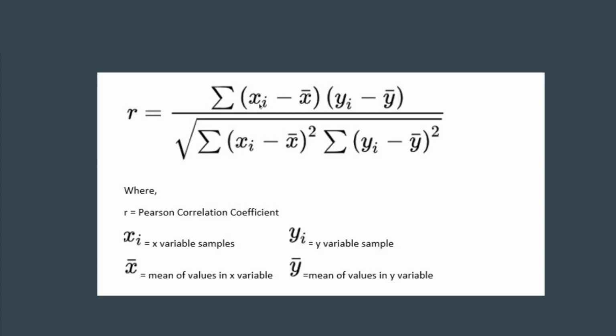see how far that sample value is away from the mean of values in X and the mean of values in Y, and multiply that, and do the sum of all sample values. And then you want to do a square root of the difference between the sample X and the mean of X, squared, and you want to sum that, and you want to do the same for Y, and then you will be able to get the R value, which is the Pearson correlation coefficient.